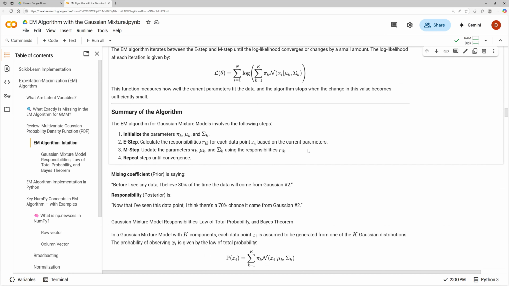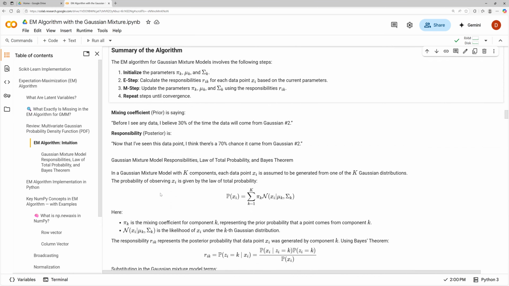The mixing coefficient here is basically saying that before I see any data, I believe that 30% of the time the data will come from Gaussian number 2. That's just an arbitrary number, but it's basically making a prior estimate. The responsibility, the posterior, is that now that I've seen this data point, there's a 70% chance that it comes from Gaussian number 2. So that's the prior and the posterior. For those familiar with Bayes' theorem, that should ring a bell.